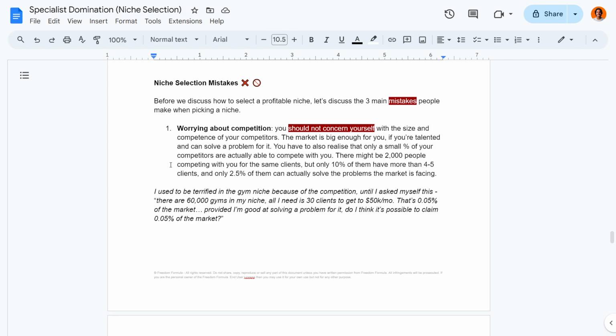If you're talented and if you can solve a problem for it, there is no problem that you're going to face, because the market is very big, right? You have to also realize that only a very small percentage of your competitors are actually able to compete with you. There might be 2,000 people competing with you for the same client, but only 10% of them have more than 4 or 5 clients, and only 2.5% of them can actually solve the problem which the market is facing.